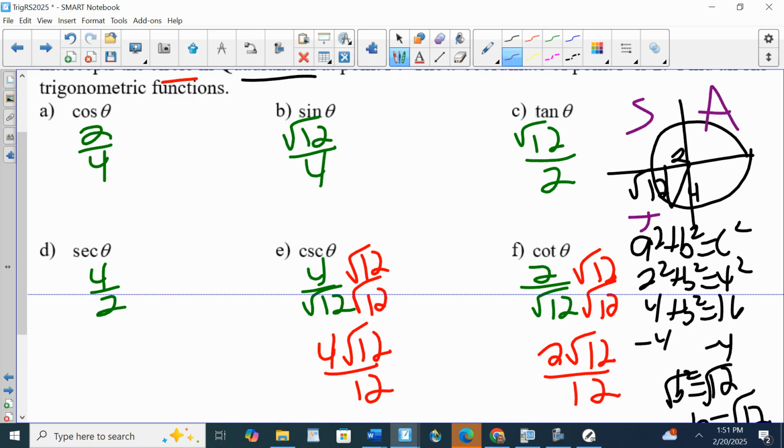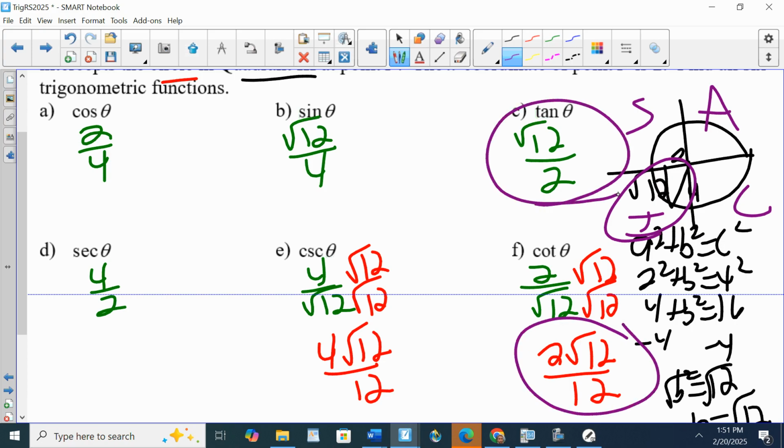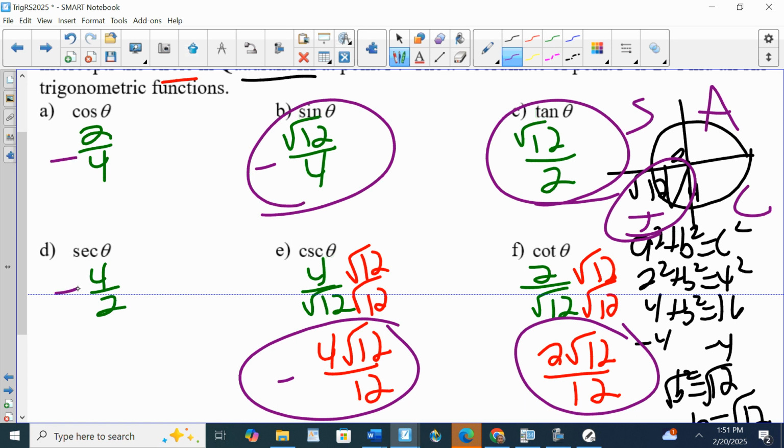All students take calculus. Quadrant 3, only tangent is positive. So tangent and its reciprocal are positive. Everything else is negative. Again, I'm not really concerned about the reducing in open response. If it's multiple choice and it's reduced, then it is. And if it's multiple choice and it's not reduced, then it's not.